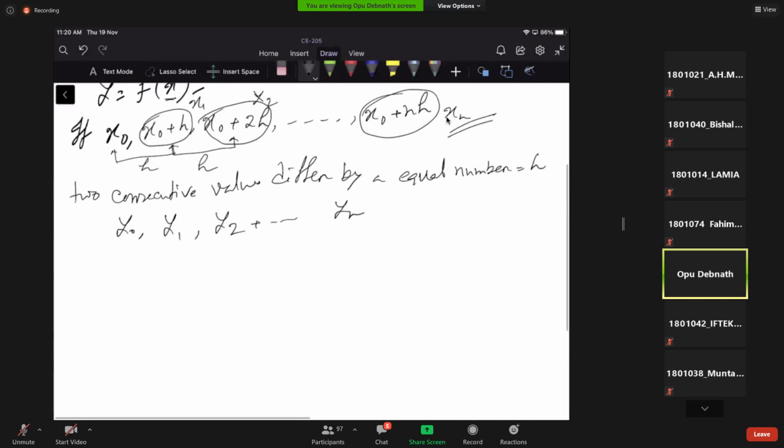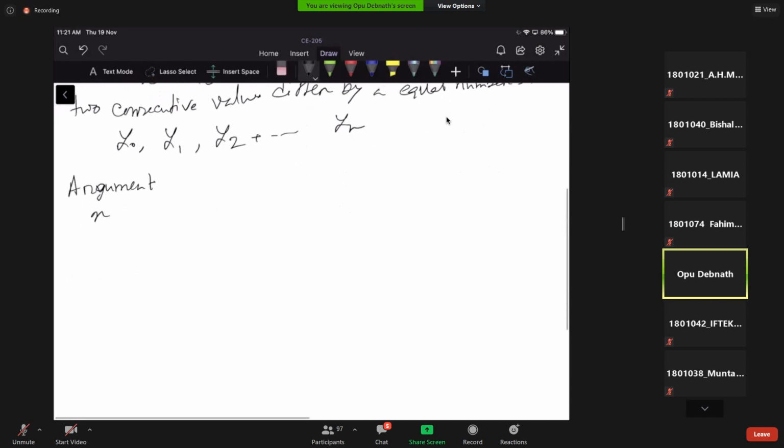We can also define these values. The independent variable for this specific case we can call the argument, so x will be the argument, and y will be the entry. These are just different names for the independent variable and the dependent variable. That means y is equal to f of x, and we can call this the entry.